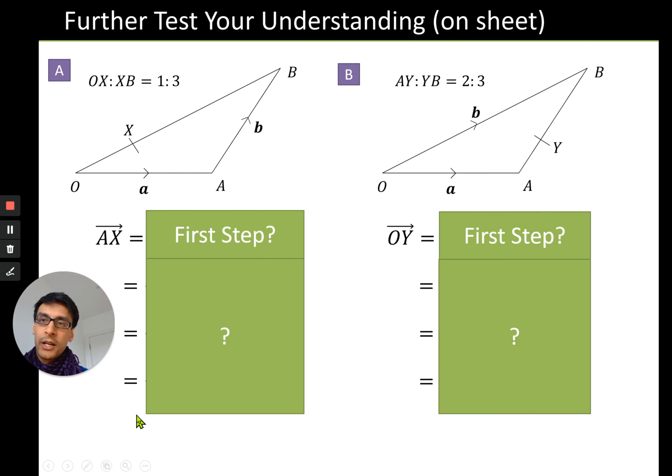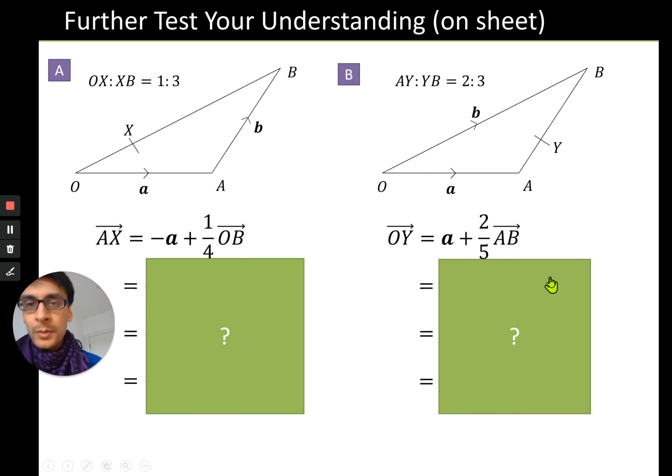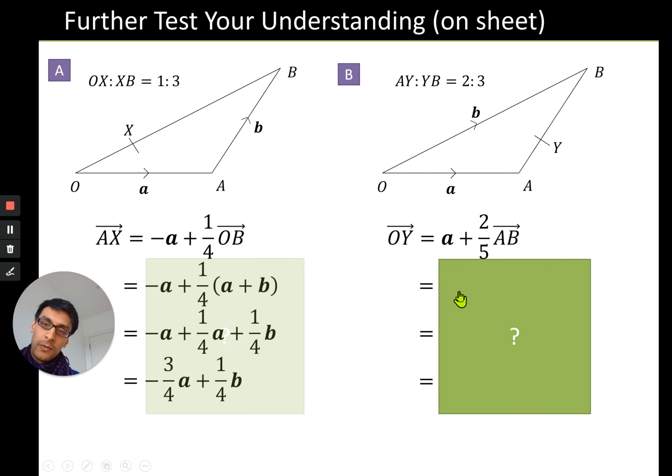We want to figure out AX. So you've been given a ratio. Pause the video and try both questions, and then I'll show you. Okay, so if you're stuck, I'll show you the first step. And if you're stuck on B, I'm going to show you the first step for that. Complete the rest of it, pause the video. Okay, here's the rest. Here is the answer with the full working out.